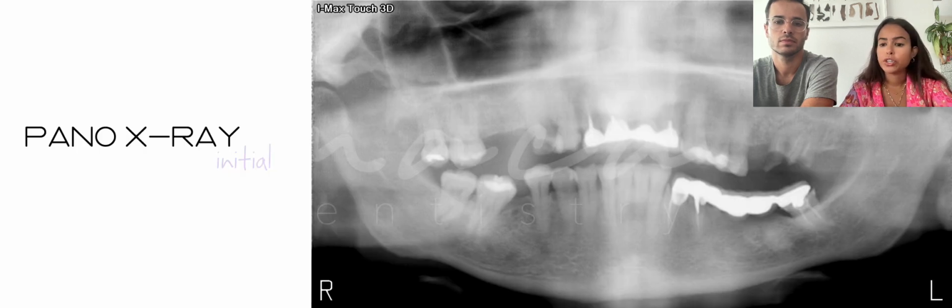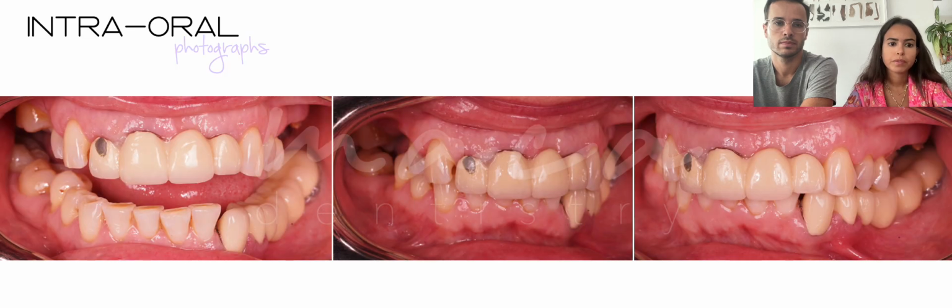So this is the initial panoramic X-ray. The patient's oral health, as you can see, was very compromised in general. Several old treatments were failing and several extensive carious lesions were diagnosed. In the intraoral pictures, you can further understand the extension of the problems. Also, we can note a severe collapse of the vertical dimension and a completely wrong occlusal plane.